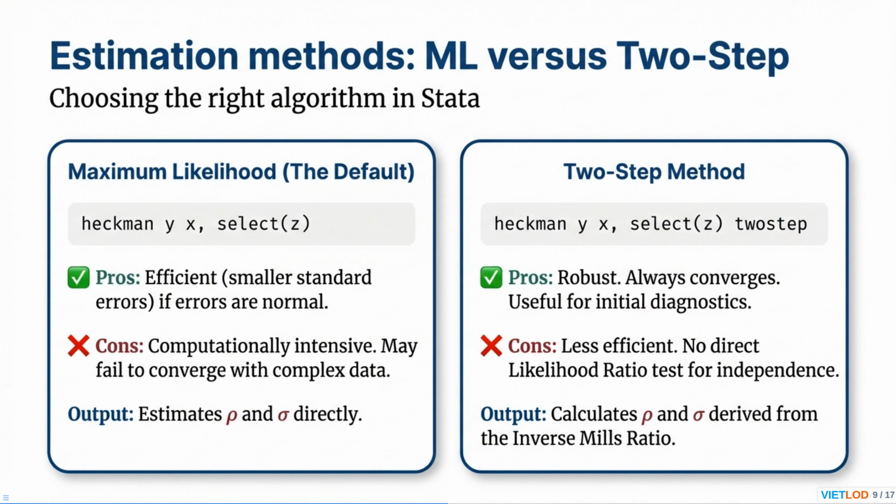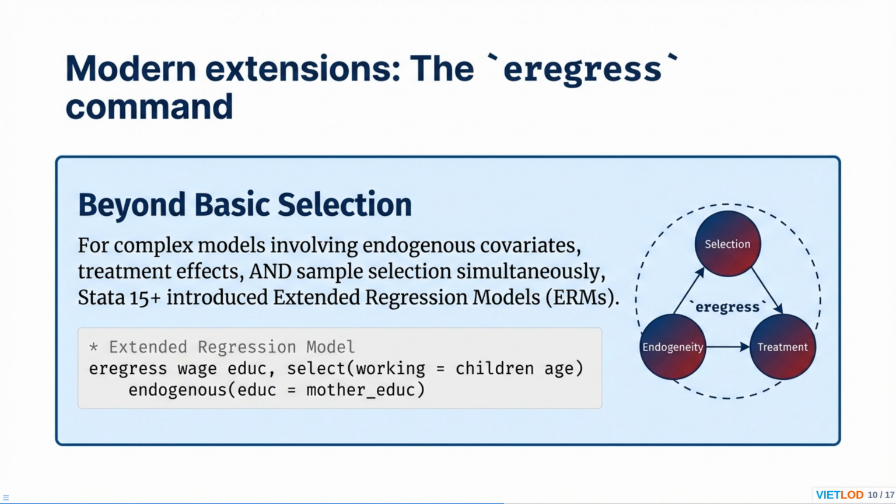However, it is generally less efficient than ML and does not provide a direct likelihood ratio test for the independence of the selection and outcome equations. Instead, it calculates rho and sigma indirectly, derived from the inverse Mills ratio. Therefore, for initial model building or when encountering convergence problems, the two-step method is a great starting point. But for final, most efficient estimates, ML is often the target.